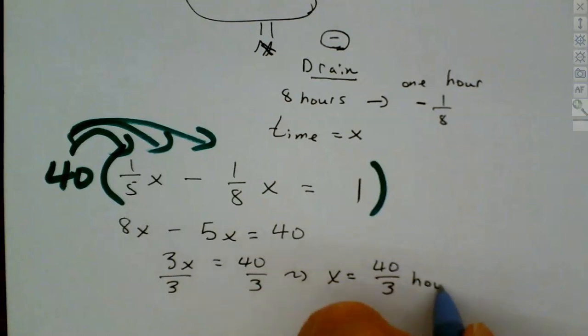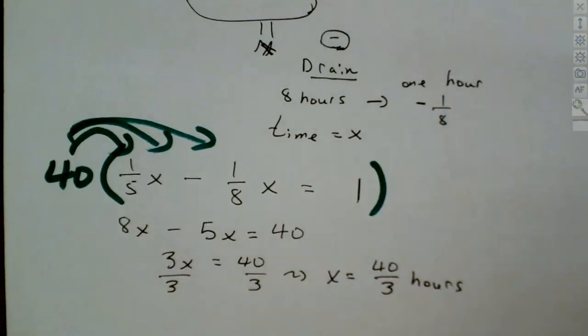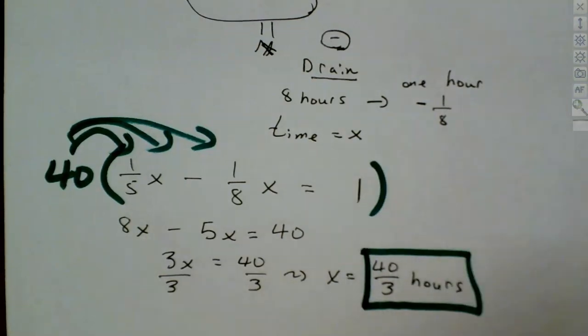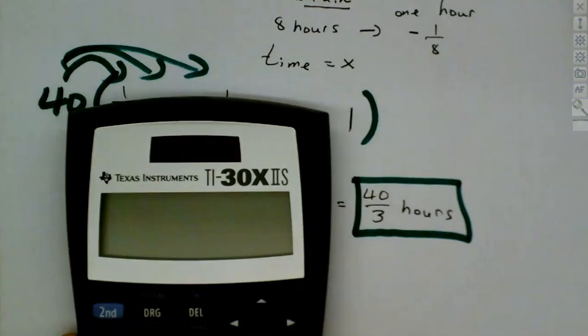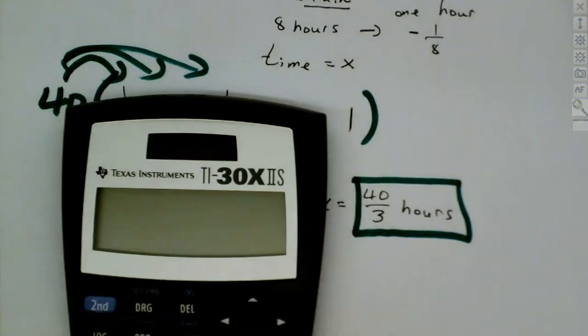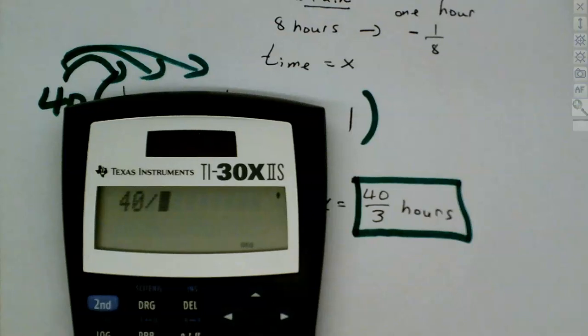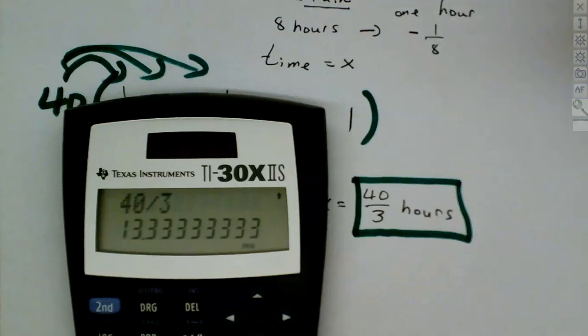And that's in terms of hours, right? So 40 over 3 hours. Now, does that make sense? I think it does, because what do we know about our answer? Our answer has to be bigger than what? Bigger than 5. Well, what about 40 over 3? If we use a calculator, 40 over 3, that's 13 and a third, or 13.3. Is that bigger than 5? Yes, so we know that we did it correctly. These are very easy. I think they're the easiest ones in this section.